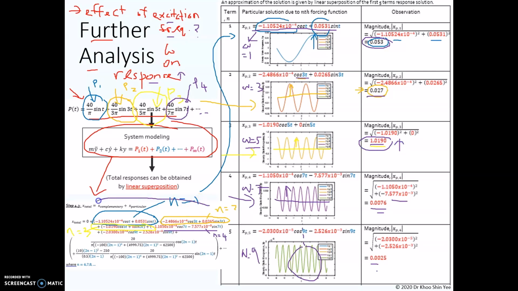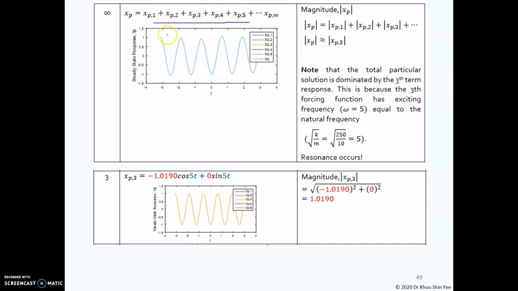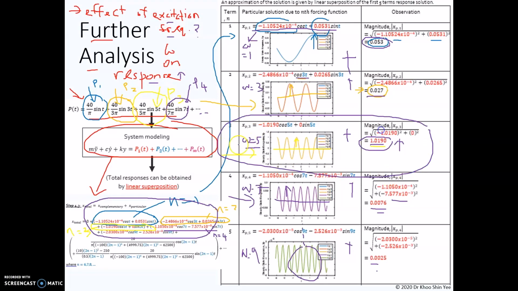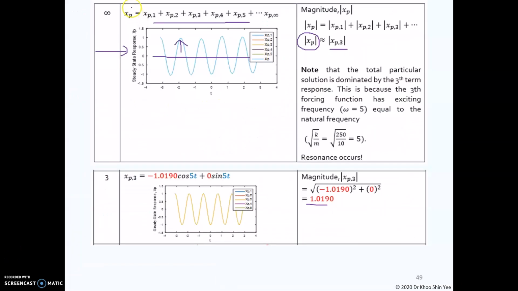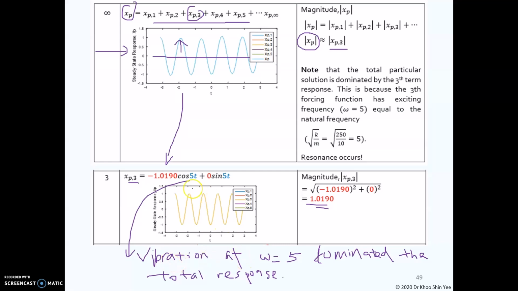And when you take the superposition of all the responses that you obtain here by adding all of them together, this is the result. And when we compute the amplitude of this SP total, we found that it's approximately the SP3, which is the response that you obtained at excitation frequency equal to 5 previously. So if you compare the SP total and also the SP3 result side by side, you find that not only is the frequency of the vibration similar, but also the amplitude is close. Therefore, we can say that the vibration at excitation frequency equal to 5 dominates the total response.